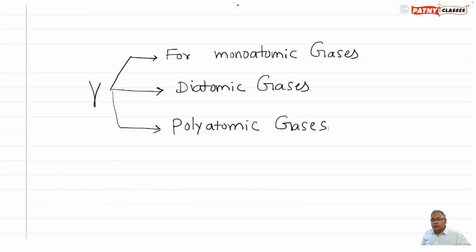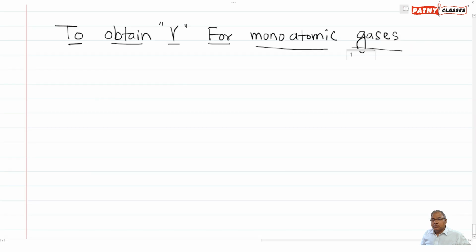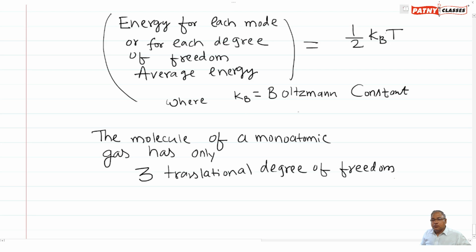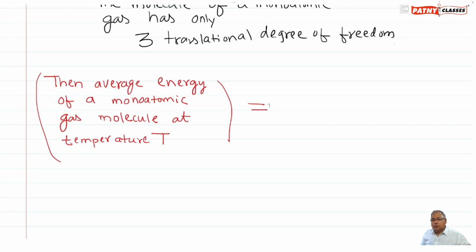Today we are going to learn how to find the gamma value for monoatomic gases, diatomic gases and polyatomic gases. First of all, let us obtain the gamma value for monoatomic gases. According to the law of equipartition of energy, the average energy for each mode or each degree of freedom equals half multiplied by Kb and T, where Kb is the Boltzmann constant. The molecule of a monoatomic gas has only 3 translational degrees of freedom.